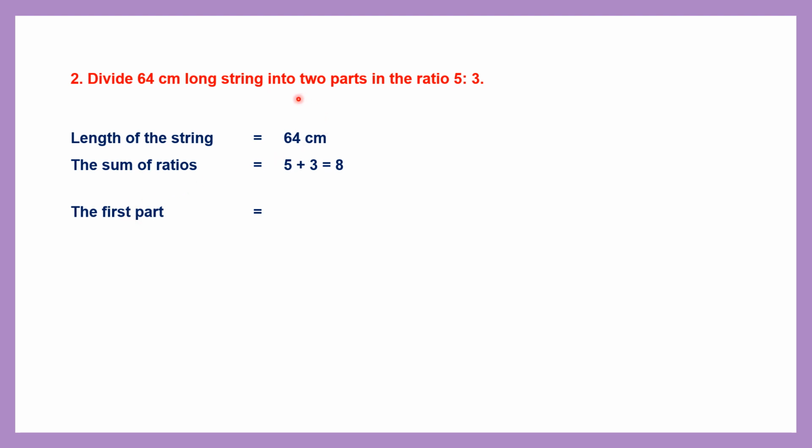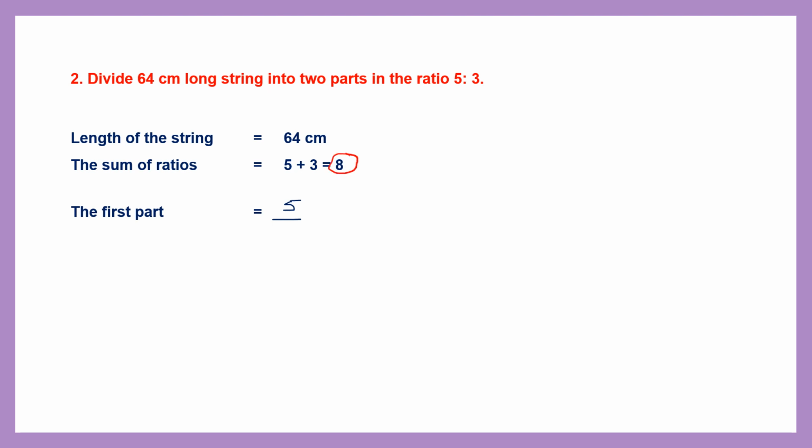Now we have to find the first part. Remember, two parts. We're going to find the length of two parts. So the first number is for the first part. The second number is for the second part. So I'm going to take this number 5 and I'm going to divide it by the sum of the ratios, which is 8.